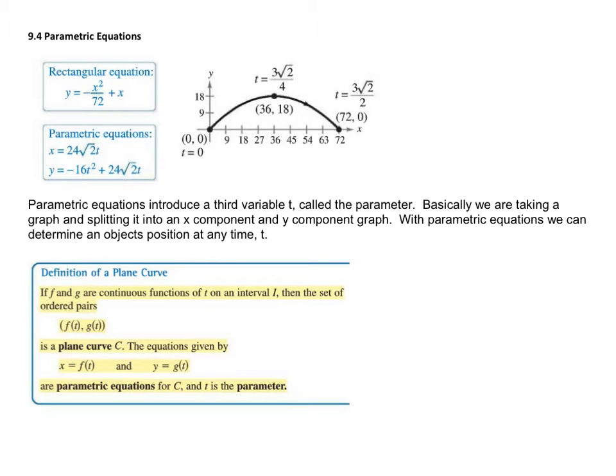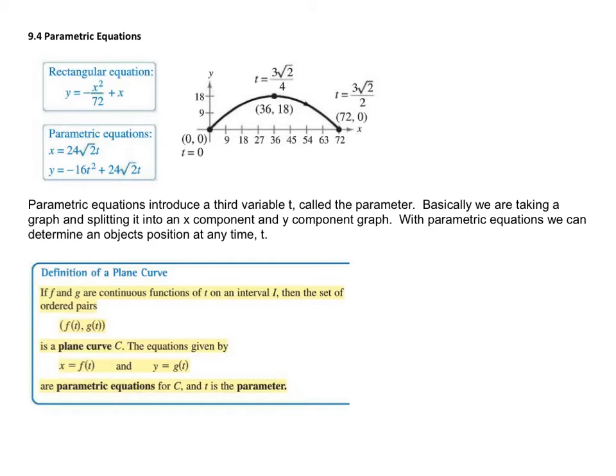So parametric equations introduce a third variable, t. We call it the parameter. Typically, that's standing for time. We're splitting a graph, the motion of it, into an x and y component so that at any time t, we can plug in and get its x position and its y position.